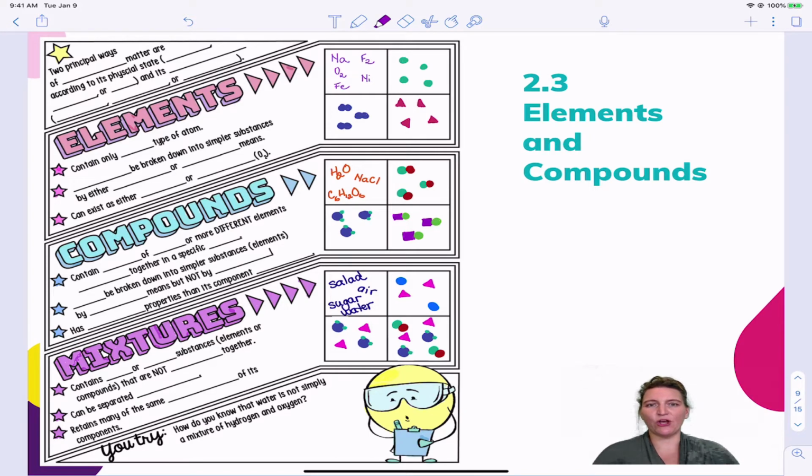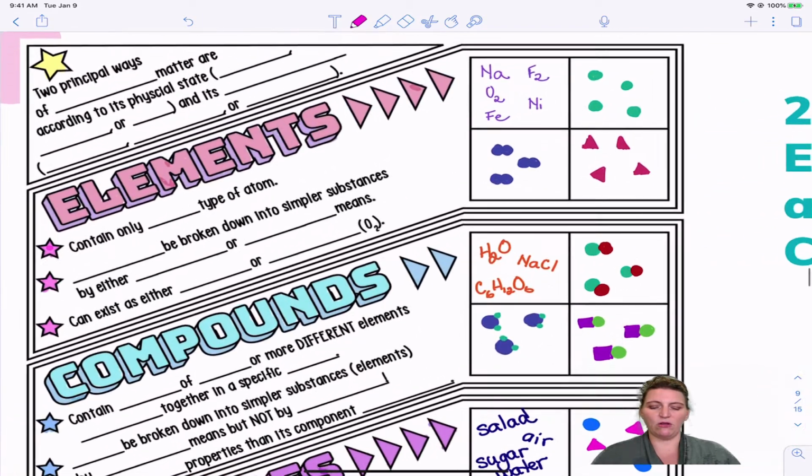Hi there. So now we're on section 2.3, elements and compounds. Elements and compounds can be put together in a group called pure substances. So we've talked about how all matter can be divided into mixtures and pure substances.